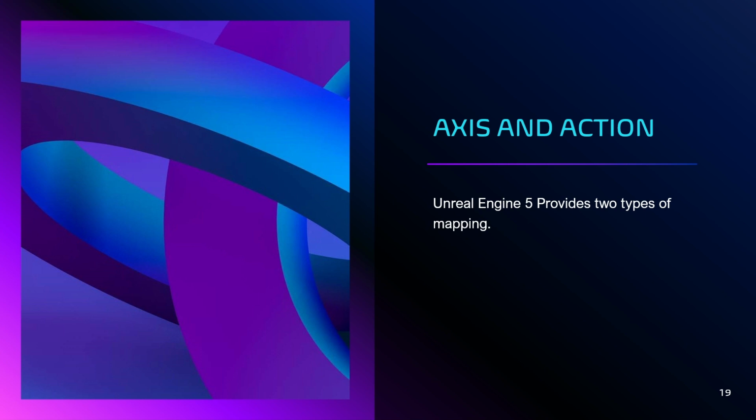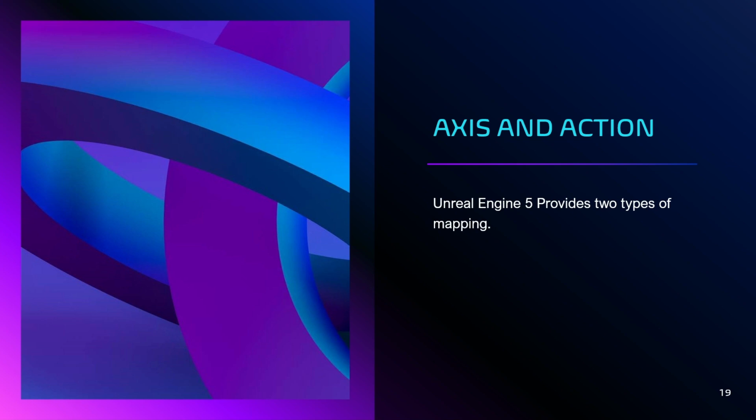Axis mapping is used when we perform continuous actions like player movement, when we keep pressing the W and S keys for the player to move forward and backward. And when we release these keys, the continuous action is stopped. This is called axis mapping. Action mapping is used when we press the key one time, like the player attacking. This is called action mapping.